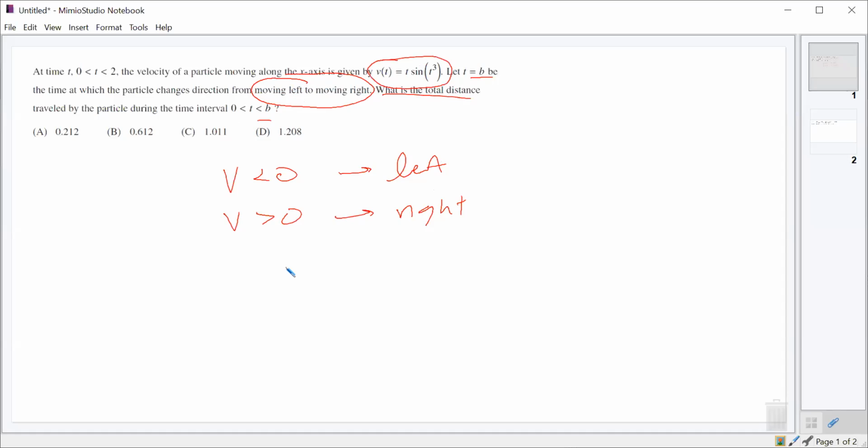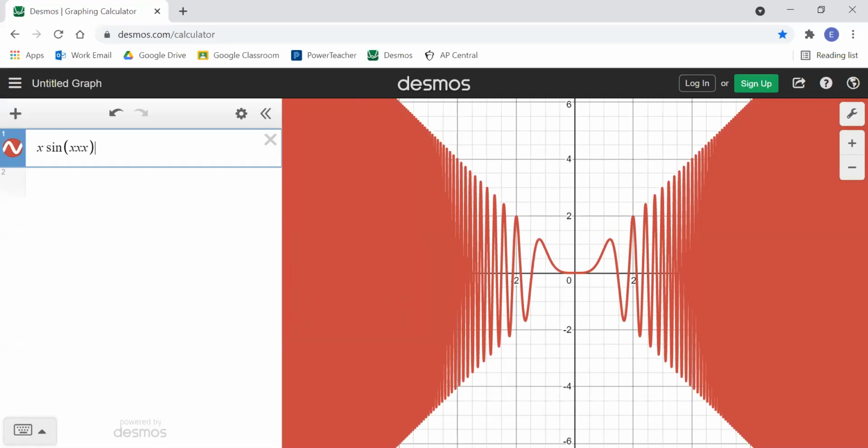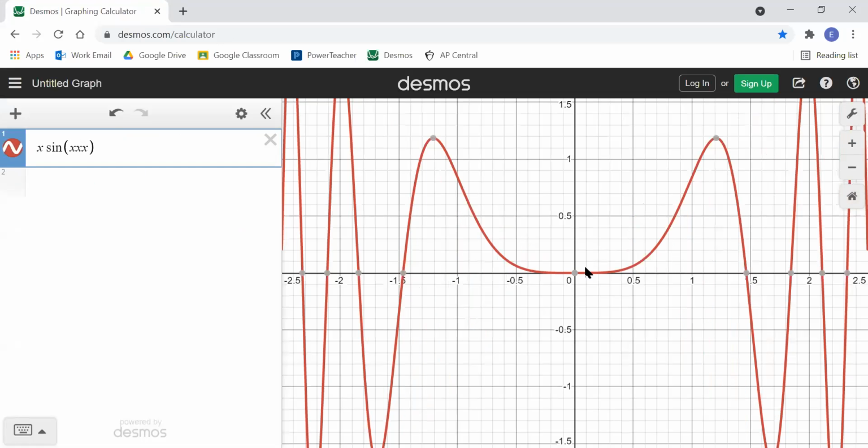So we will go in and graph that function, which is t sine of t cubed. And it looks lovely like this. If we zoom in a little bit, we'll see that when it stops moving left would be when it's no longer negative. So it's no longer negative and becomes positive at t equals 1.845.